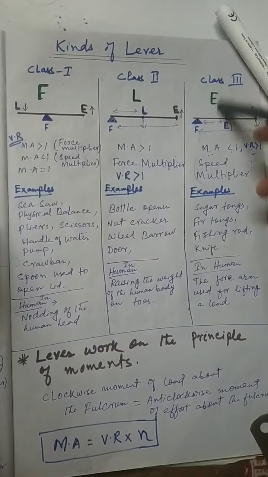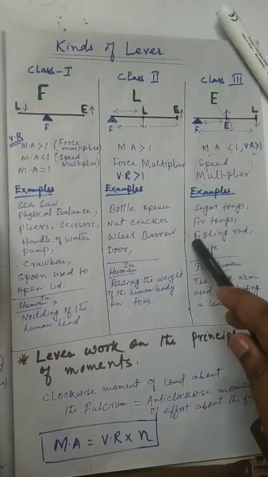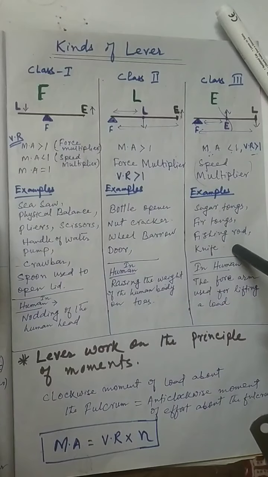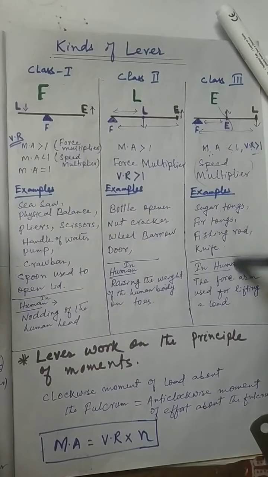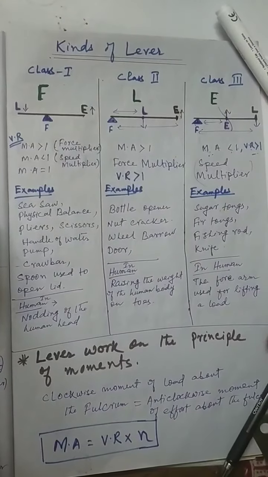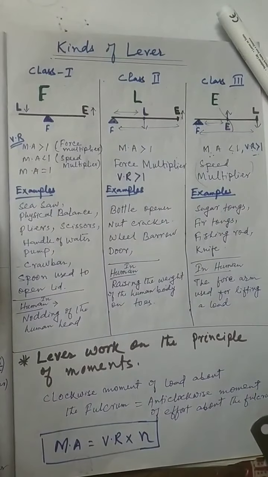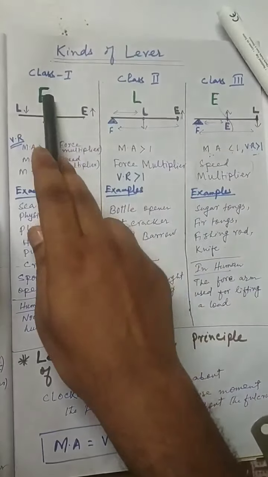Now what are the examples of the third class lever? Sugar tongs, fire tongs, fishing rod, knife. These are the examples of the third class lever. In human beings, the forearm, these arms, the forearm is a third class lever. Okay, so this is the summary of the first, second and third.